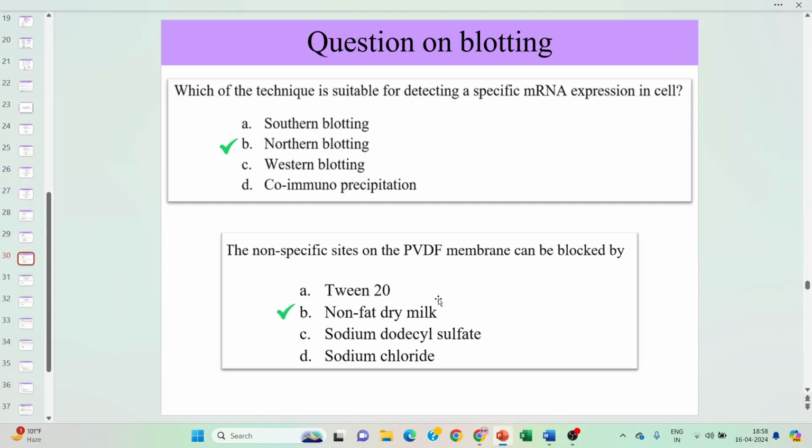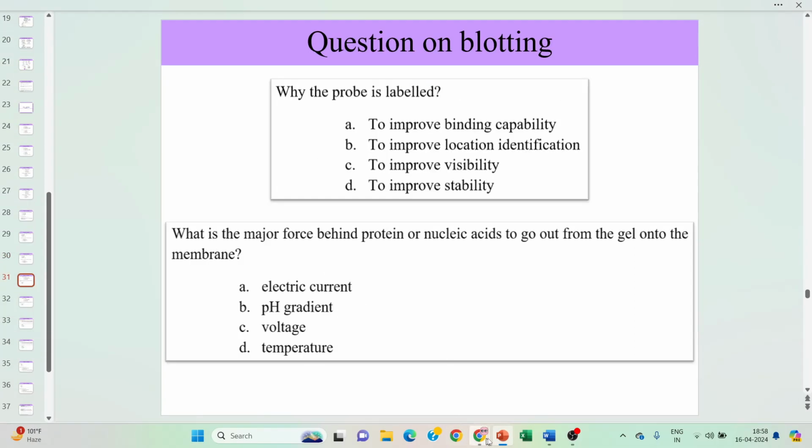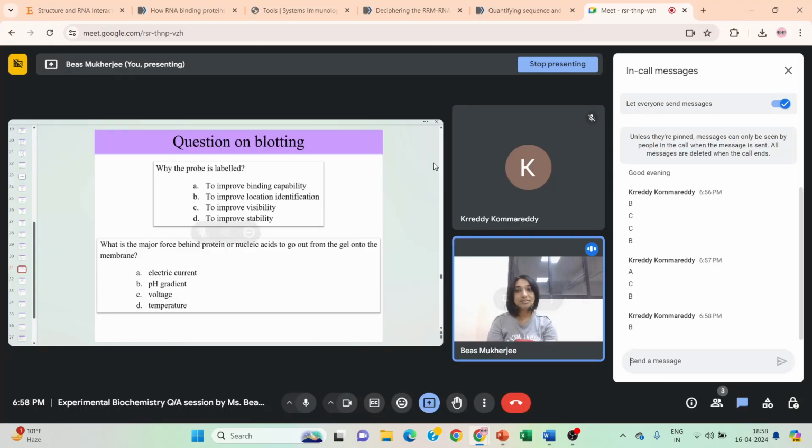Okay. Very, very good. Both of these are correct. And then we have the next two questions. Why is the probe labeled? To improve binding capability, to improve location identification, to improve visibility, to improve stability. So you're saying it's location identification.